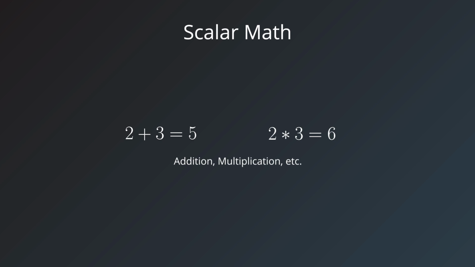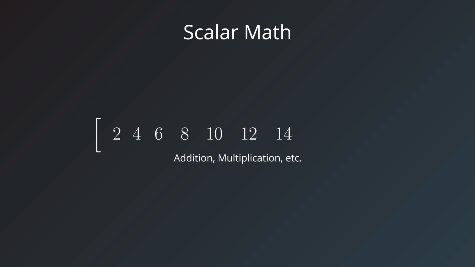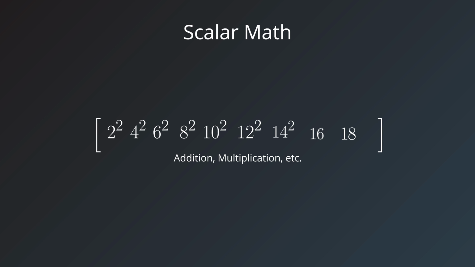I'm sure you're already familiar with scalar math. It's the normal addition, multiplication, and so on that you've probably been doing for most of your life. But sometimes, like with neural networks, you might need to perform those sorts of operations on a lot of numbers. Maybe hundreds, thousands, even millions of them. Maybe you need to double them, square them, or divide them all by the same number.